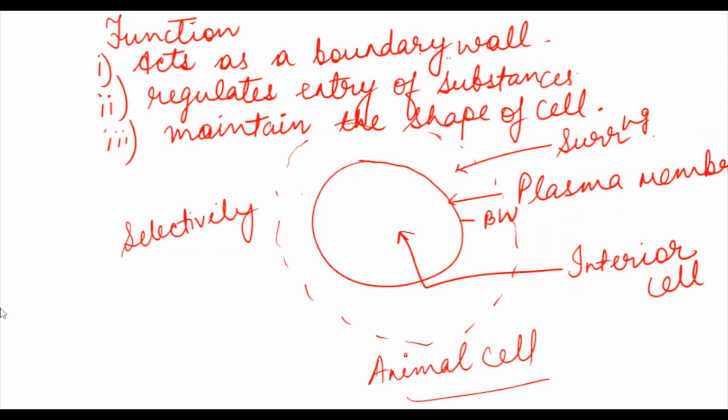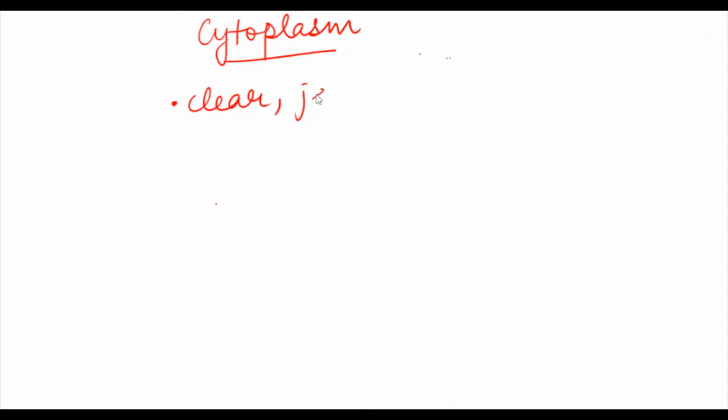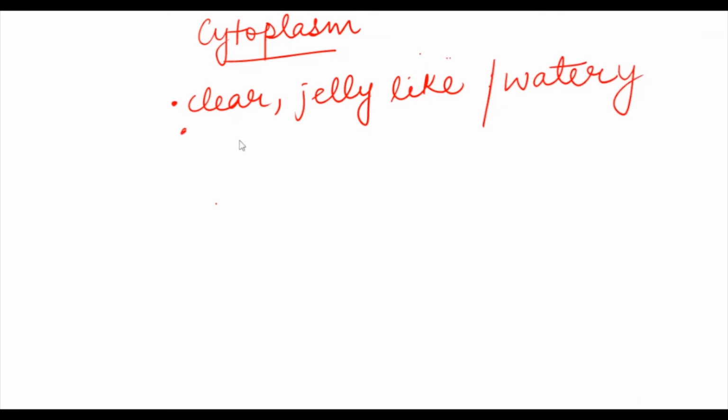So let us proceed to the next one, that is cytoplasm. Students, cytoplasm is a clear, jelly-like or watery portion of the cell. Okay, watery portion of the cell. What more? It occupies a major portion of the cell.